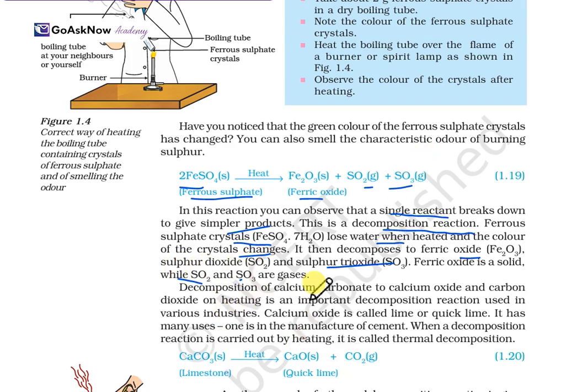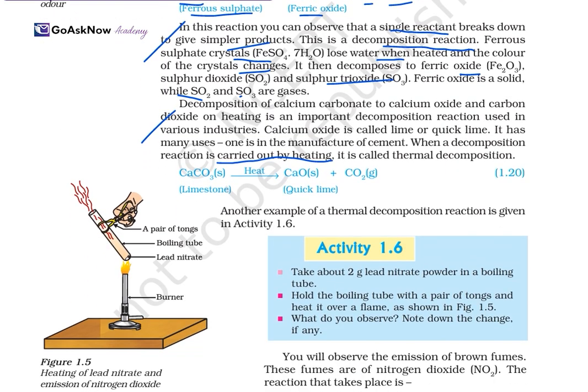The decomposition of calcium carbonate is another example. Calcium carbonate decomposes to calcium oxide and carbon dioxide on heating. This is an important decomposition reaction used in various industries. Calcium oxide is called quick lime, or simply lime. It has many uses, one of which is the manufacturing of cement. When a decomposition reaction is carried out by heating, it is called thermal decomposition.